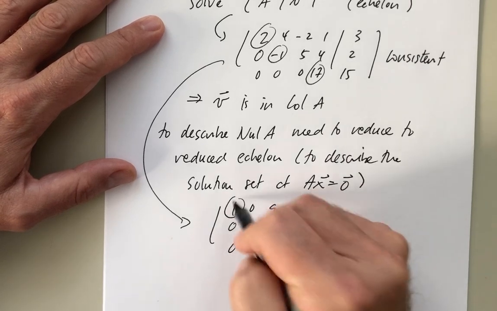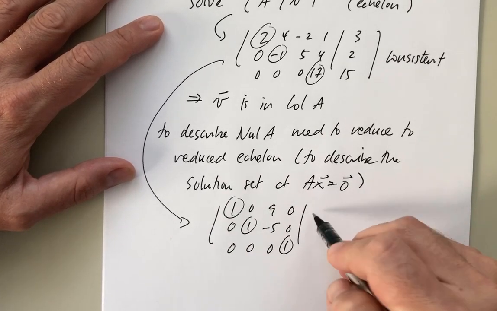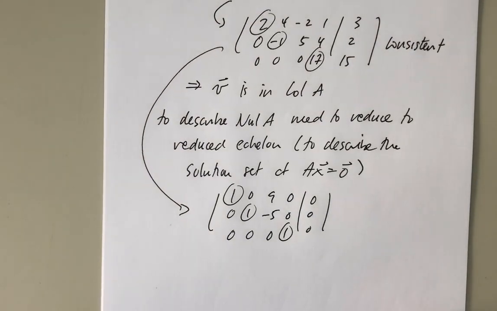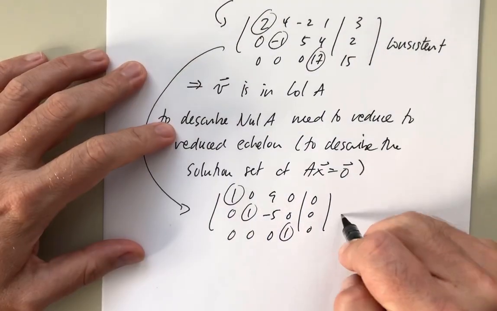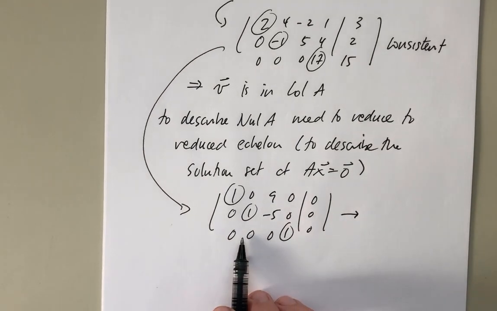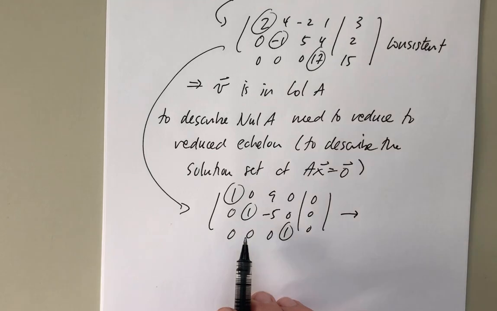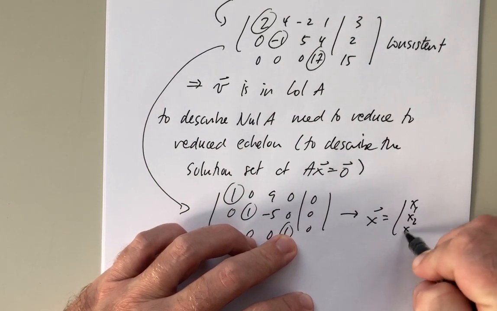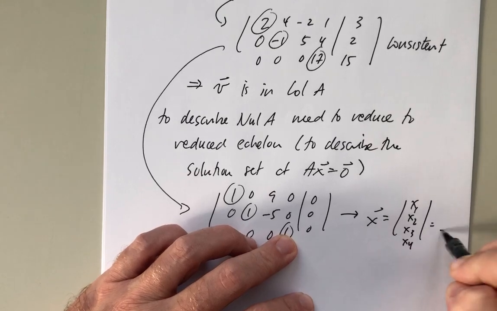Well, we know where those pivots are, and they give you the reduced echelon form that looks like this. And then I'm not going to go through this here, but as usual, you would take this reduced echelon form and describe the solution set of the homogeneous system. You'd have 4 variables here, and you do the usual thing.